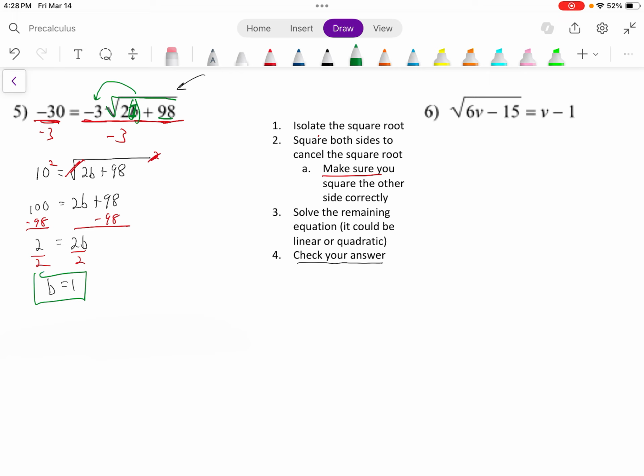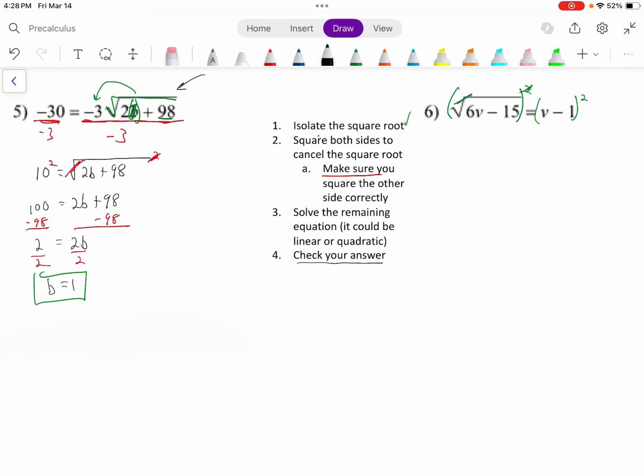All right, let's move on to number 6. Going through these same rules, it will look a little bit different, and we'll see why shortly. It says isolate the square root. Well, in this case, the square root is isolated. It's on the left side of the equal sign by itself. There's nothing multiplied to the square root or added. So we're finished with that part. We're going to square both sides now, in order to cancel the square root.